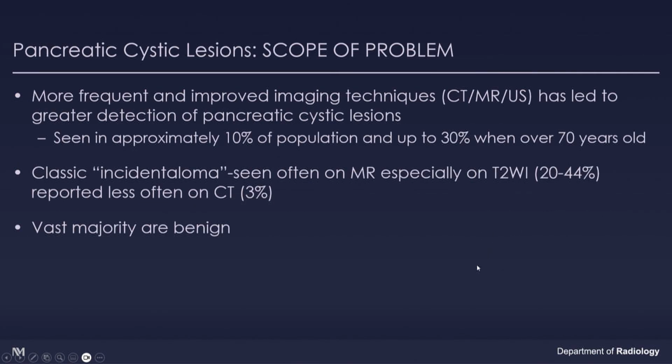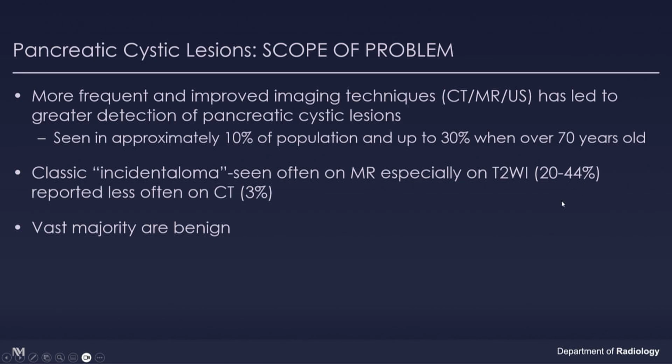As you all know, more frequent and improved imaging techniques, whether it's CT, MR, or ultrasound, have led to greater detection of these pancreatic cysts. They're seen in approximately 10% of the population and up to 30% when patients are over 70 years old. This is the classic incidentaloma, as Perry had alluded to. These are seen on MR, especially when we do T2-weighted images. It says 20 to 44% of patients.